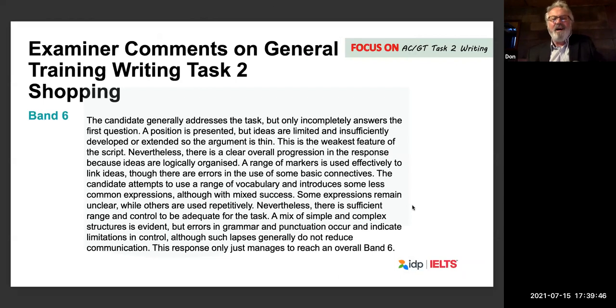And as before, I'll let you read this if you look at the recording of this presentation. But basically, this is what the examining panel said about this essay. And it's basically what I just said. It's a band 6 for every criterion.